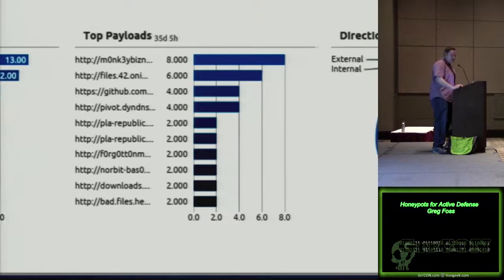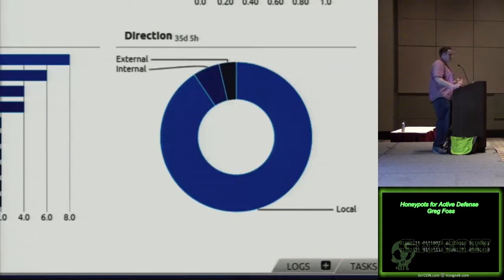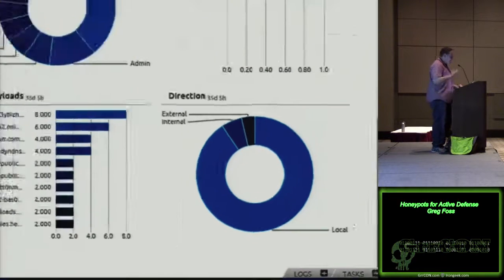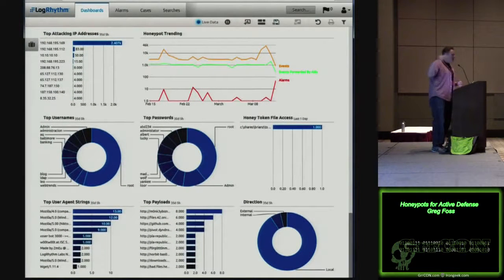It's a fun topic. And then directionality. We want to see where these attacks are coming from. Like if they're coming from external, internal, if they're already on one of our hosts. We want to see that. And once we have that, we have a very high-level dashboard of all the events that we're seeing on our network.